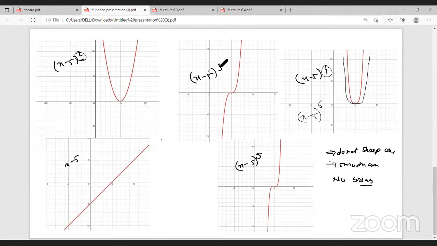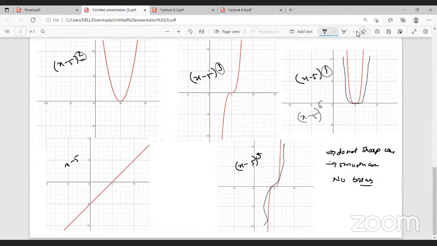Okay, and for the odd power, it will cut the x-axis like this. Here also you can see it is like this, with a little tilt or curve kind of. And if it is a linear term, then it is simply a straight line.